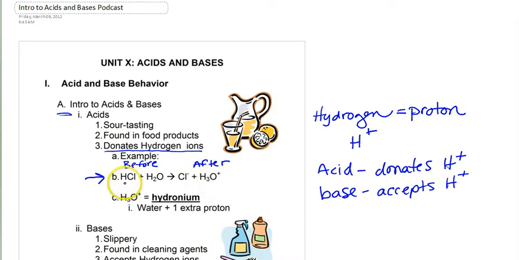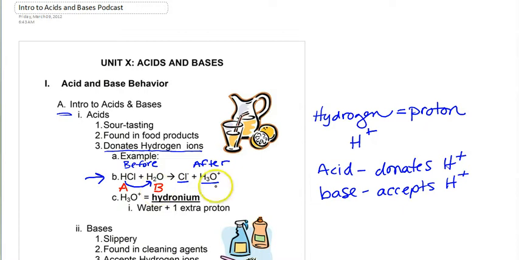So in order for hydrochloric and water to form chlorine ion and hydronium, what had to happen? Well, this hydrogen ion, so this hydrogen, had to donate itself to the water in order for you to see hydronium as a product, because it took in that extra proton. And the chlorine ion that we see here, we see it here because it lost a hydrogen from the hydrochloric. And so the way then to show this is that hydrochloric is going to be my acid because it donated the hydrogen to water. So water becomes my base.